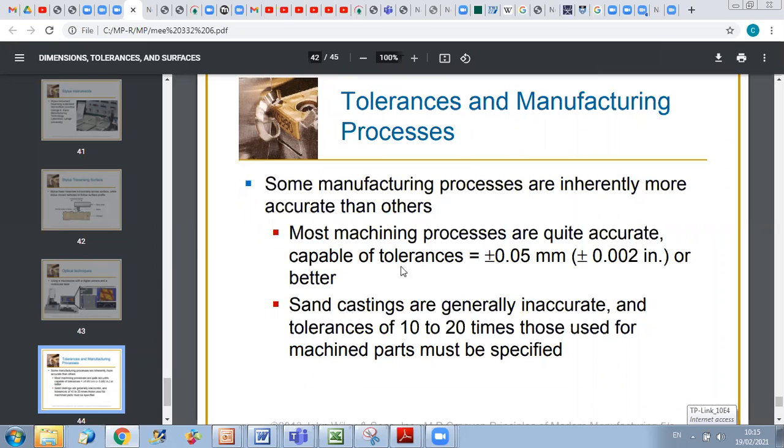If accuracy is very important, you will not use sand casting. You can use other machining tools, or after sand casting, you can perform certain finishing operations to enhance the accuracy.